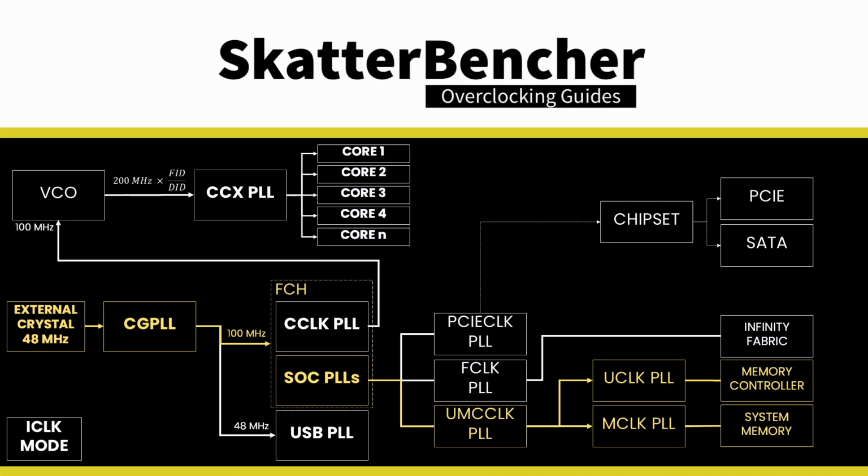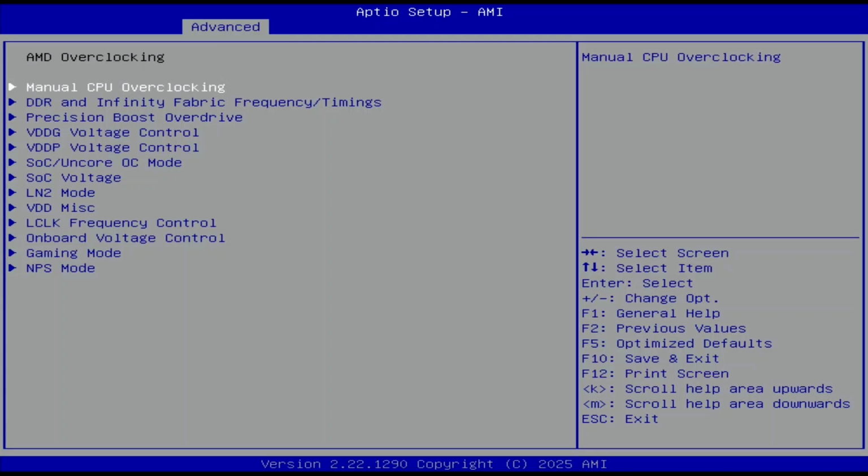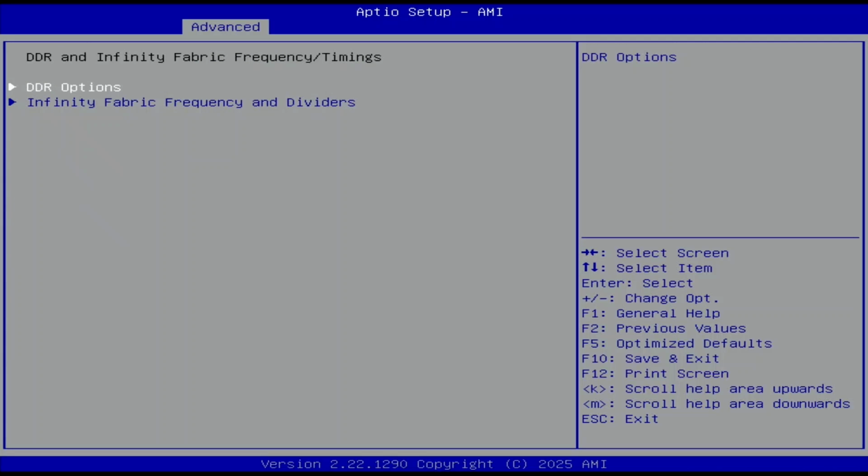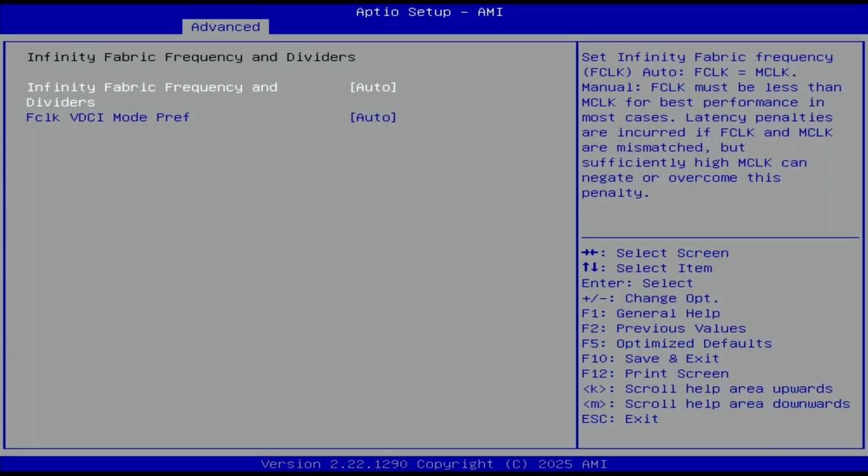Unlike other Ryzen platforms, it can only run at half the memory frequency. That means we cannot force the memory controller to run at the same frequency as the system memory by setting uclock div1 mode to uclock equals memclock.